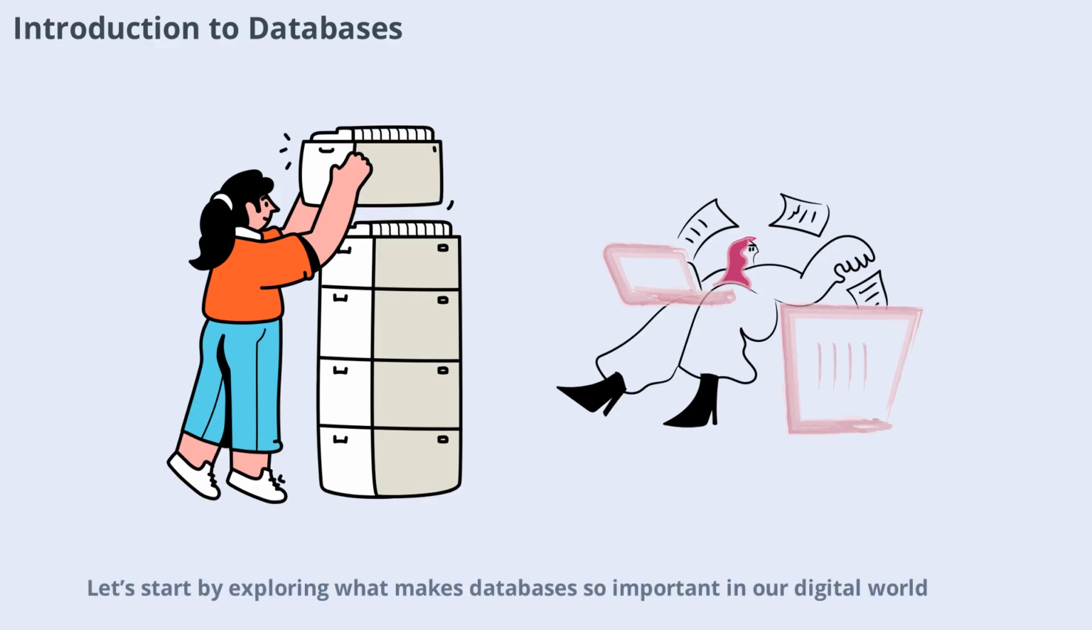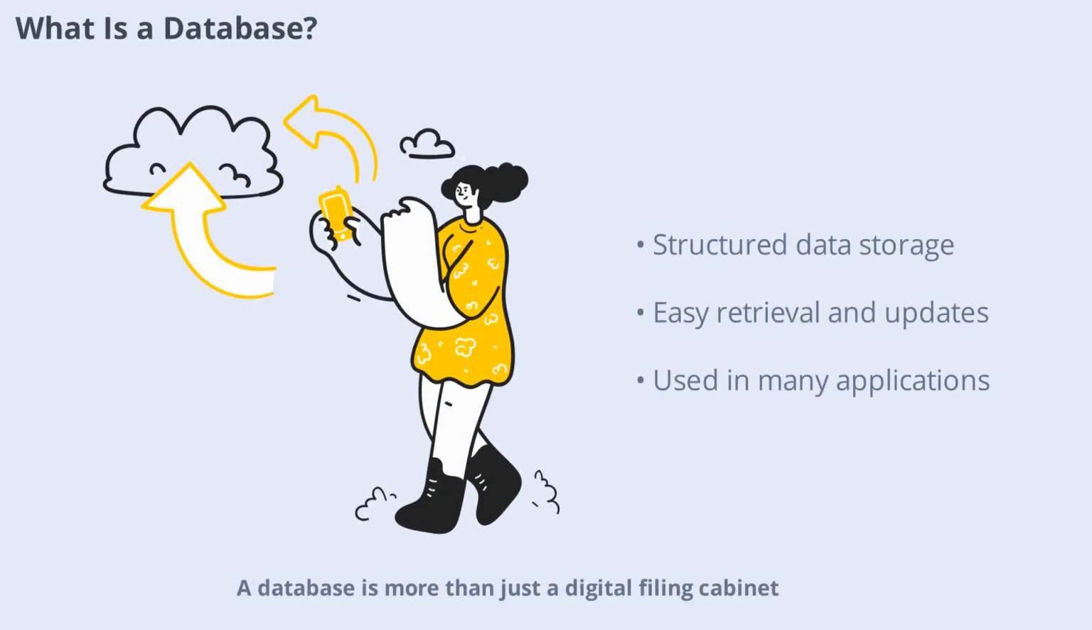Let's start by exploring what makes databases so important in our digital world. A database is more than just a digital filing cabinet. It's a structured system for storing information in a way that makes it easy to find, update, and manage. Think of it as a highly organized library where every book, page, and word is cataloged for quick access.